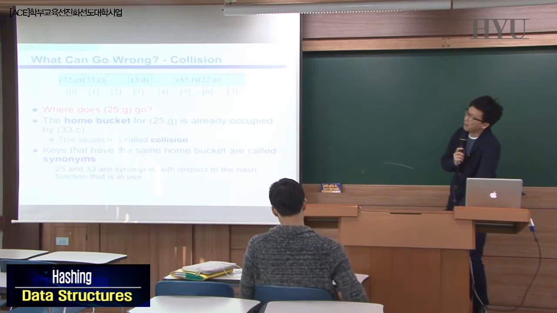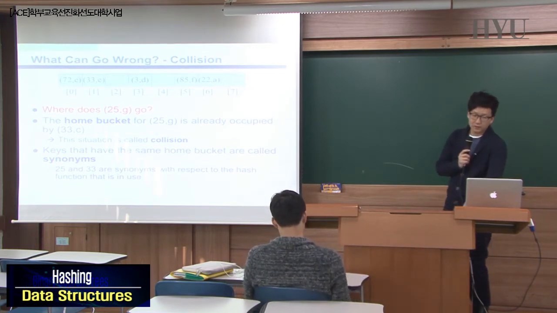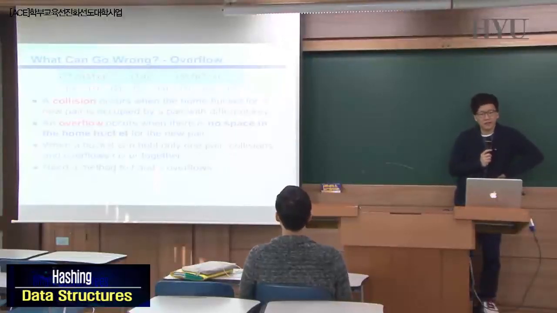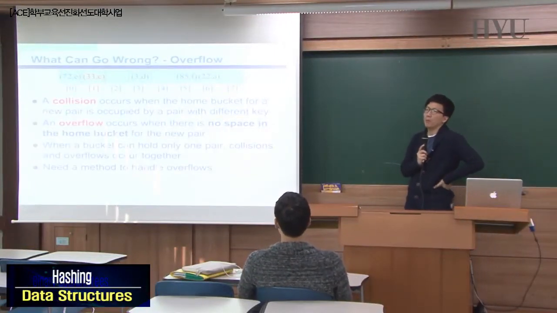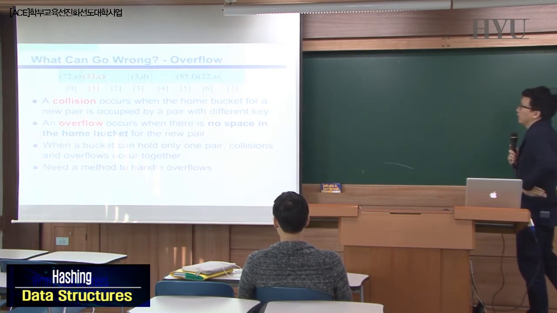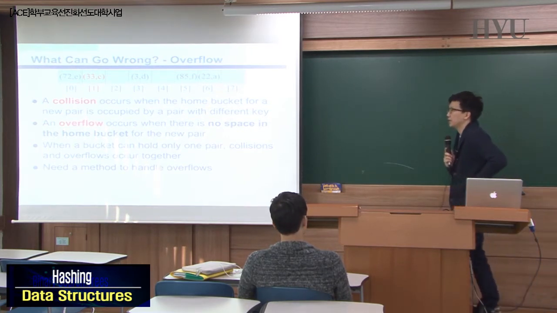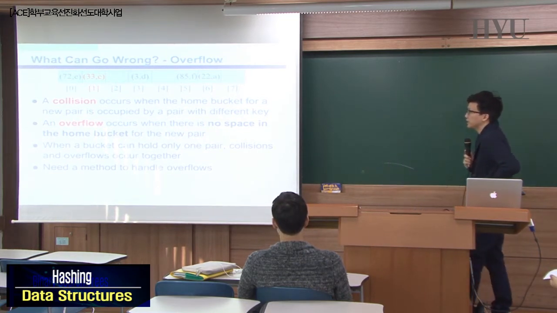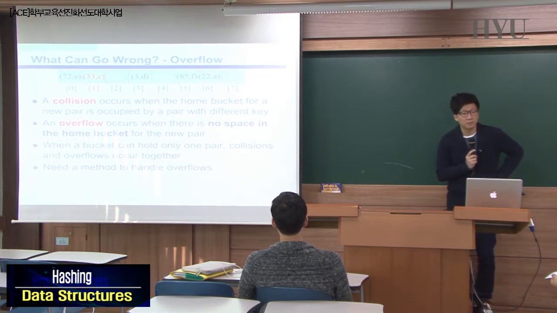So when a collision happens, what was the next problem that they try to add? Overflow. Collision is when someone is already in my home bucket. Overflow is when there's no room in the home bucket for a new pair. Obviously, when a bucket can hold only one pair, collision and overflow occur together. Assuming your hash table can only hold one at a time, then when a collision happens, overflow happens.